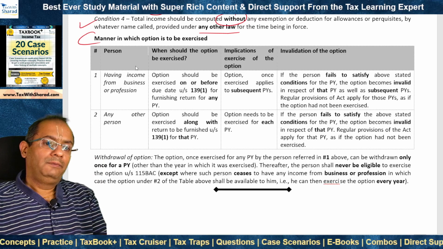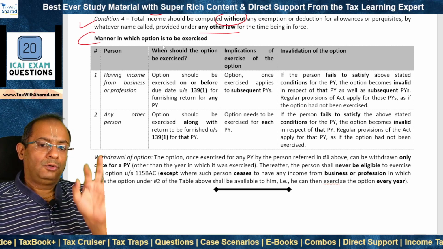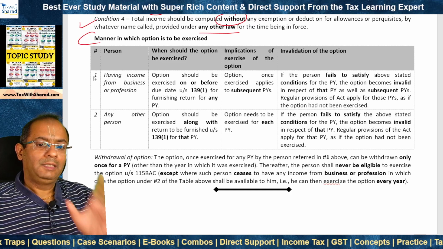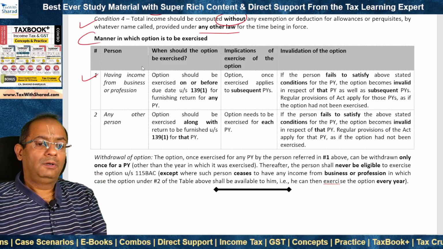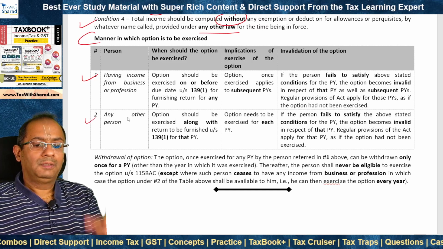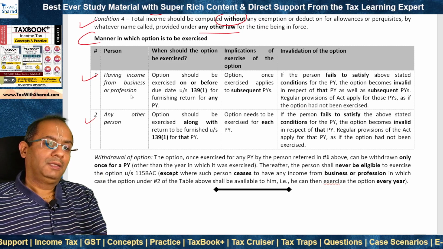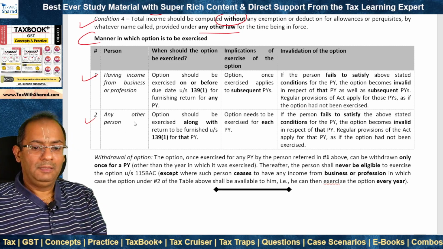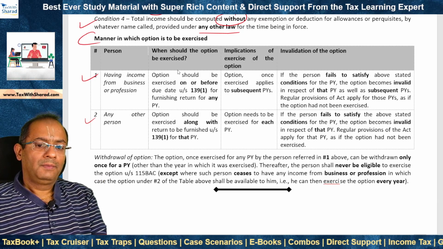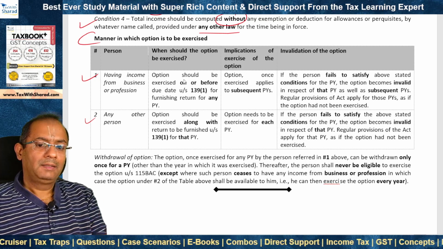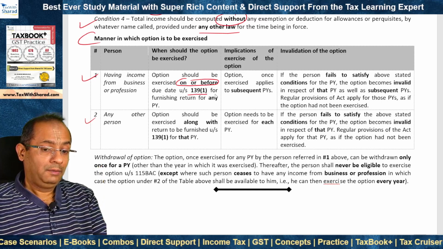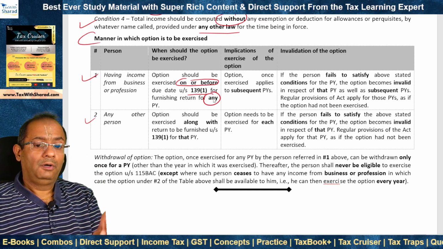Now, as we noted above, the provision is optional. So the option needs to be exercised. What is the manner in which the option is to be exercised? We will see. It depends on whether the person is having income from business or profession, or is any other person. That means, is the person having PGBP income or not having PGBP income. If the person is having income from business or profession, then when should the option be exercised? On or before the due date under section 139(1) for furnishing return for any previous year.